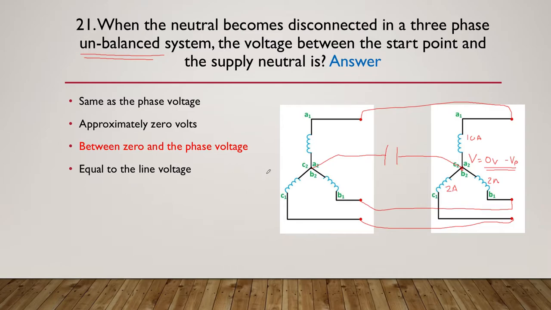Of course, people often get confused. The voltage here at the supply is always going to be 0 volts. It's this one at the star point that people get confused about. They're thinking about the supply and not the load.